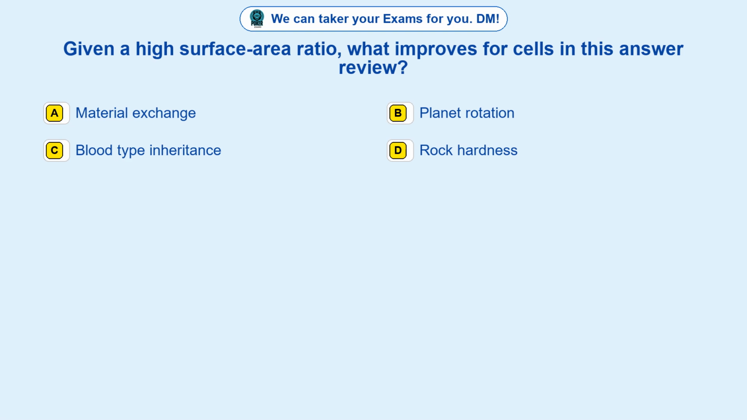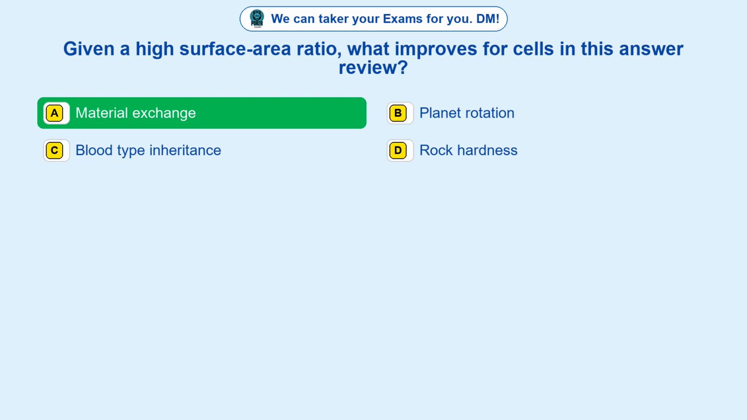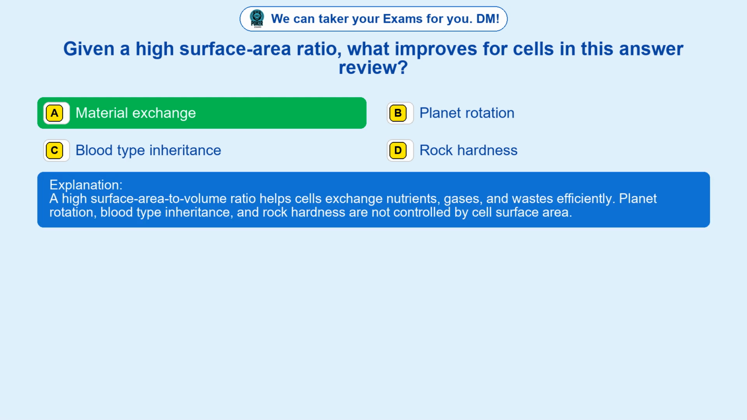Question 26. Given a high surface area ratio, what improves for cells in this answer review? Option A, material exchange. Option B, planet rotation. Option C, blood type inheritance. Option D, rock hardness. The correct answer is option A. Material exchange. A high surface area to volume ratio helps cells exchange nutrients, gases, and waste efficiently. Planet rotation, blood type inheritance, and rock hardness are not controlled by cell surface area.